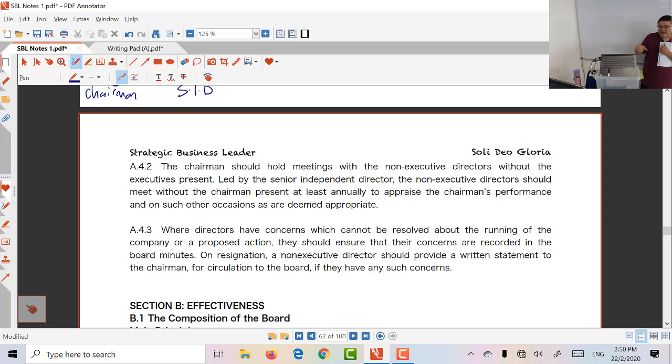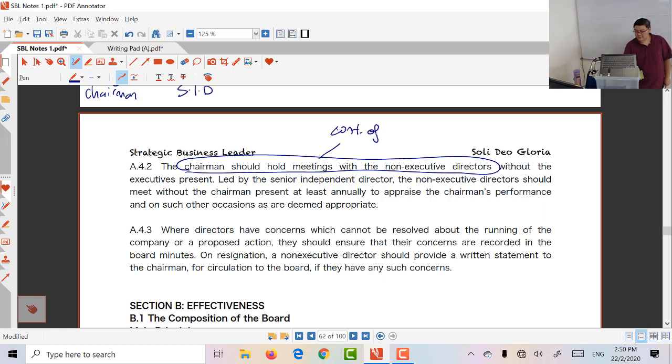Now, this is what I highlighted to you in the last class, that the chairman should hold meetings with NED. So please tie this back to the role of the chairman on how you can facilitate the contribution of NED.